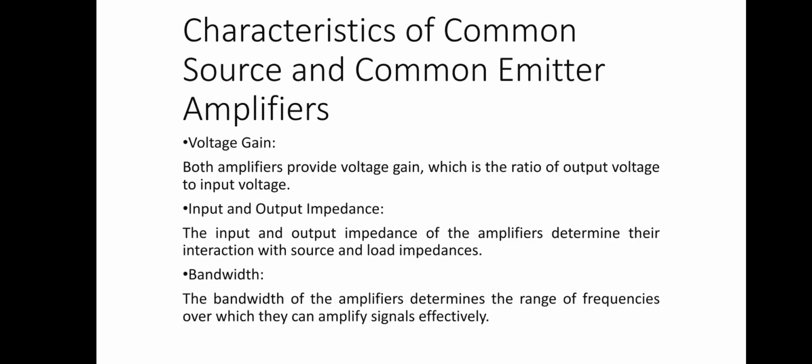Characteristics of common source and common emitter amplifier. Voltage gain: both amplifiers provide voltage gain, which is the ratio of output voltage to input voltage. Input and output impedance: the input and output impedance of the amplifiers determine their interaction with source and load impedance. Bandwidth: the bandwidth of the amplifiers determines the range of frequencies over which they can amplify signals effectively.